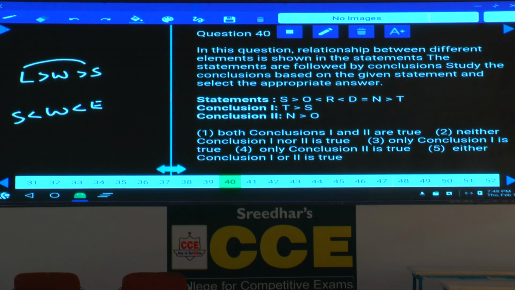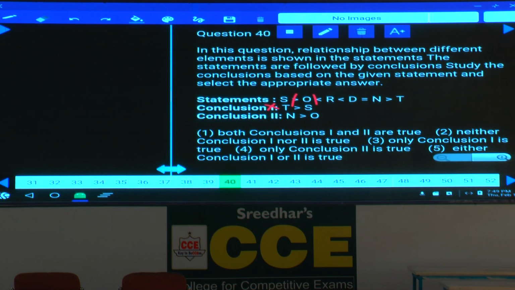Then 40th. Now, question number 40, the relation between S and T. S is here, T is here. Between S and T, there is one greater than and one lesser than, two opposite symbols. No relation between these two. Then coming to the next one, N and O. Between O and N, forget about this equals to. Now, O lesser than N is true. Then N greater than O is also true.